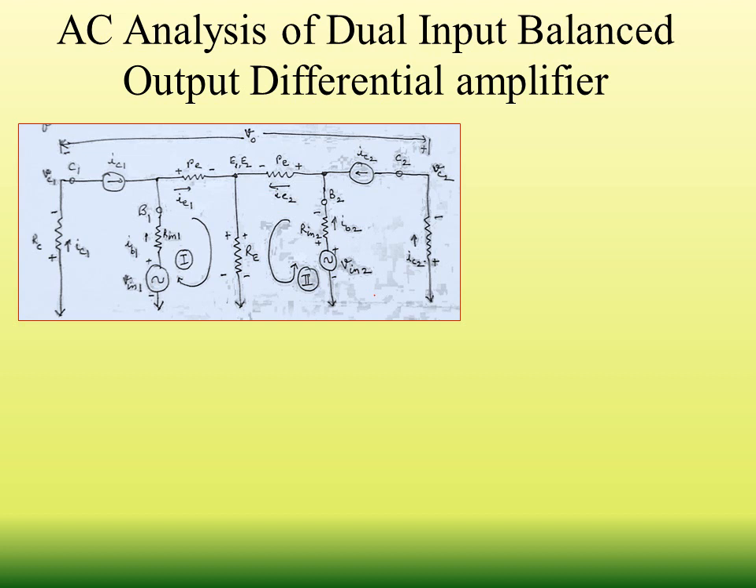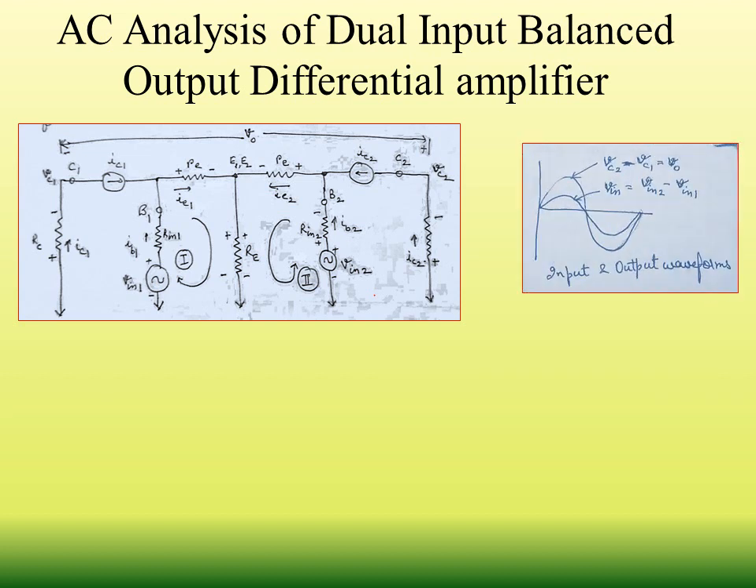E1 and E2, both the emitters, are connected as shown in the center. B1, B2 are shown in the first loop and second loop, and C1 and C2 are shown at the far end, left hand side and right hand side. Input has been provided at the base B1 and base B2 of the two transistors. These are the input and output waveforms, the way they are provided.